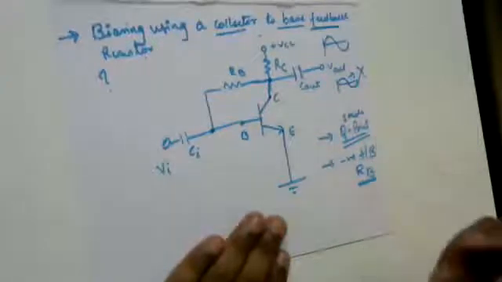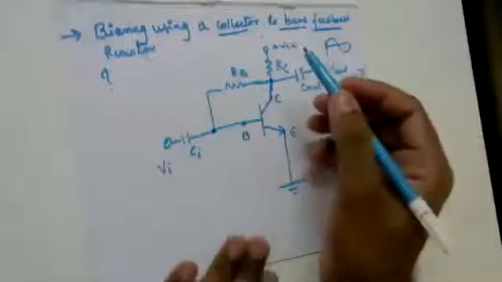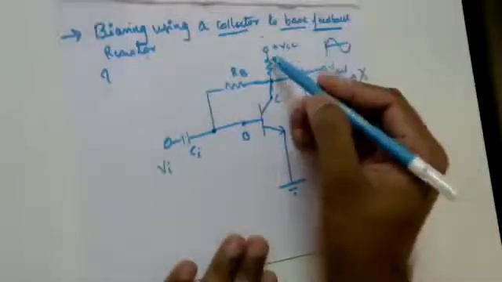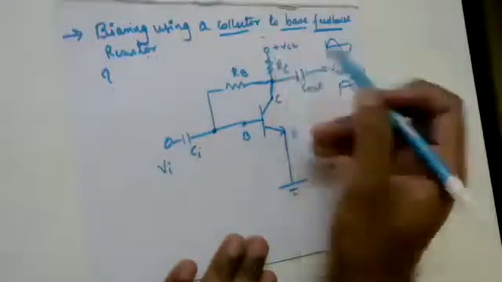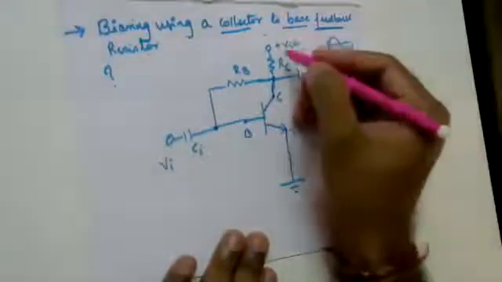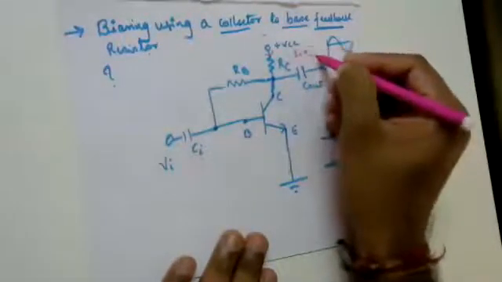Okay. Now let me say that the current that is going to come out of this voltage source VCC, I'll call this current IC plus IB.